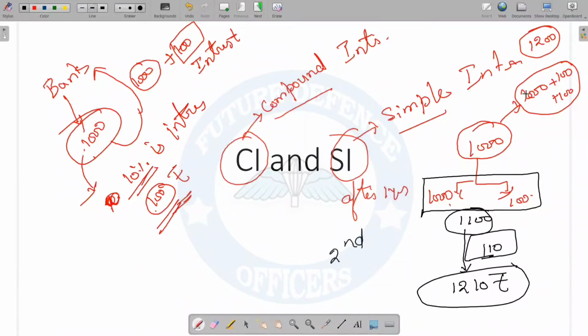But in simple interest, you pay only 1,200. So there is a difference in the interest, because in compound interest we take interest on the interest itself. The difference between CI and SI here is 10 rupees: 1,210 versus 1,200. Why is this difference coming? Because we are taking interest on the interest itself. Okay, so is the difference between CI and SI clear for everyone?